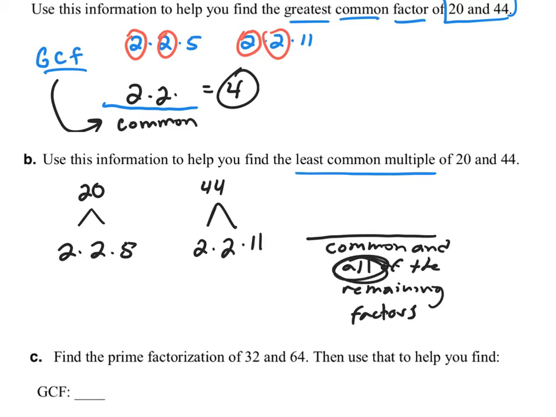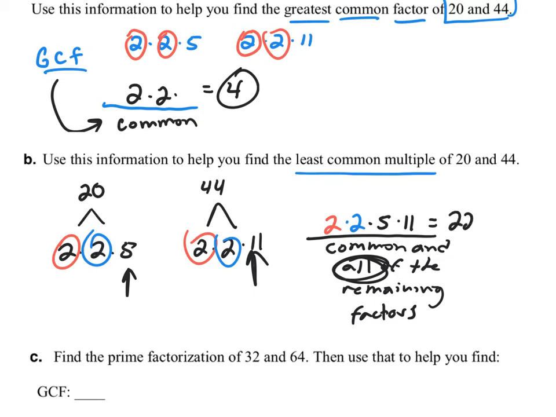So what we have here is a 2. They share a 2. They share another 2. And we cannot leave out the 5, and we cannot leave out the 11. So those have to be added in. So 5 and 11. And when we multiply those together, 2 times 2 is 4, 4 times 5 is 20, and then 20 times 11 is 220. So our least common multiple is 220.